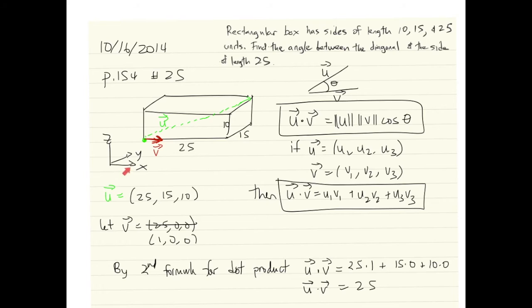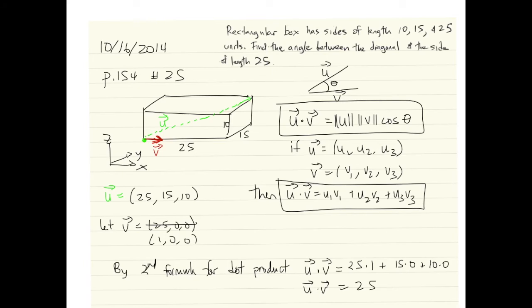I'm going to choose a coordinate system that has at the origin this corner of the box, and so then this vector u that's in green that corresponds to the diagonal of the box has components 25, 15, and 10. Because it's going 25 in this direction, the x direction, if you will, 15 that way, and 10 that way. I could have chosen to set up the coordinate system in a different way. As long as I'm consistent, it's fine.